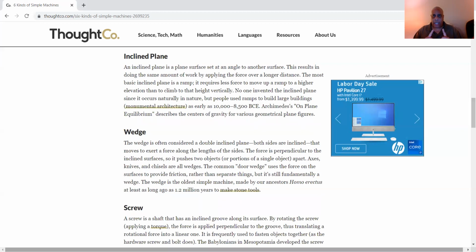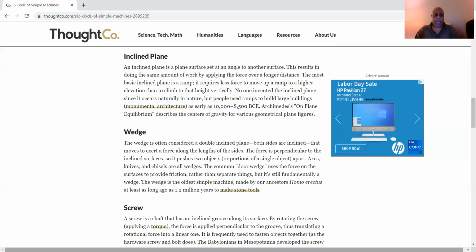Now, no one invented the inclined plane since it occurs naturally in nature, but people use ramps to build large buildings, an example of which is monumental architecture. And that happened as early as 10,000 to 8,500 BC. Now, Archimedes on plane equilibrium describes the centers of gravity for various geometrical plane figures.